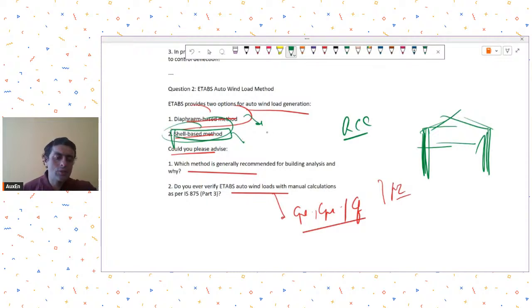So as long as you have a thick slab, the diaphragm based method can be adopted. In fact, either of the methods is not a problem. But if you have structures where you know that you don't have a stiff enough RCC slab, or where the load distribution will be mainly governing the design of your roof elements or wall elements, then it is better to go with shell based methods.